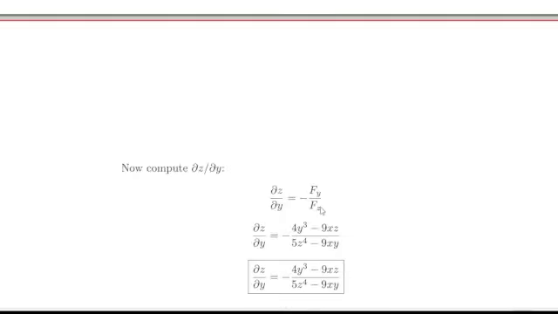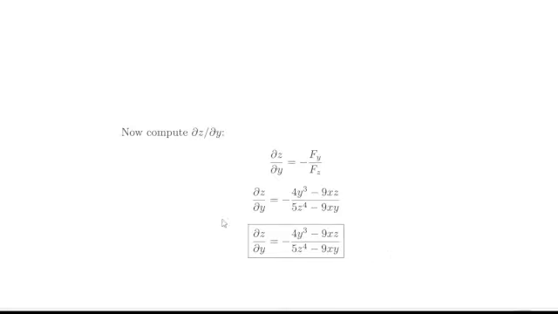And then the partial of z with respect to y is just negative the partial of F with respect to y over the partial of F with respect to z. That's going to be negative, and then 4y cubed minus 9xz over 5z to the fourth minus 9xy. And so that's going to be the final answer.